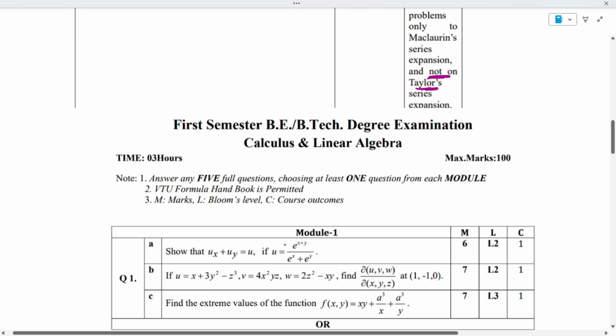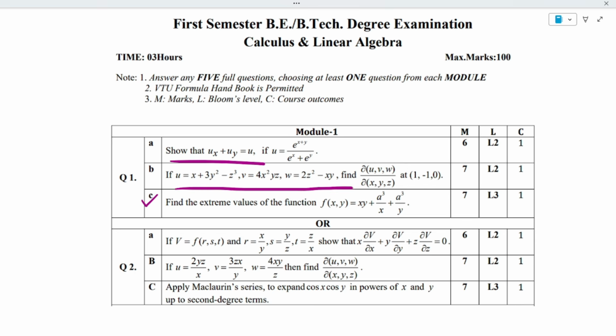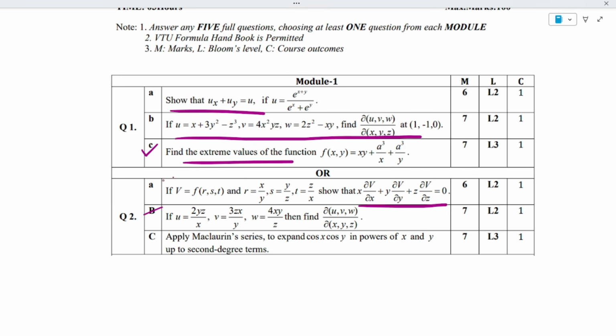Now we will see what they have given in the model paper for this particular module. First they have given about the derivative, and next is about the partial derivative. This is finding the extreme values, and next is about showing the same. Next is again the partial derivative. Next is the Maclaurin series. Here you can see the Maclaurin series. Now I'll be discussing the problem on Maclaurin series.